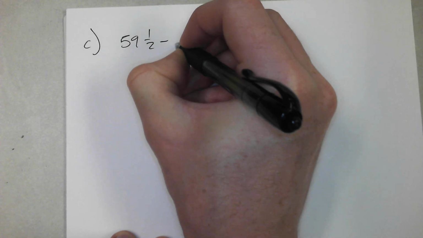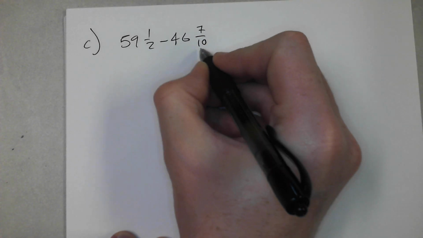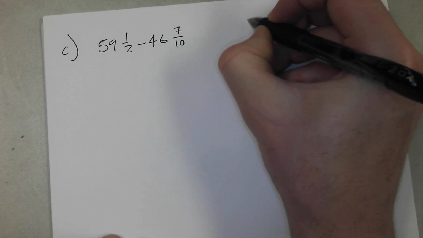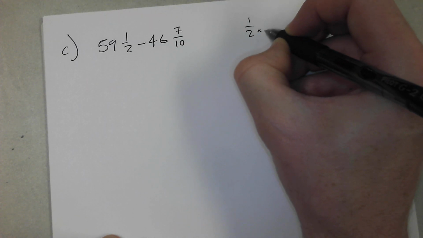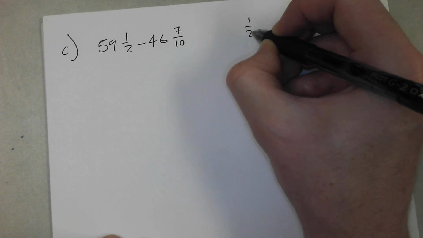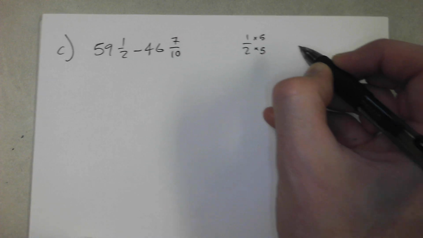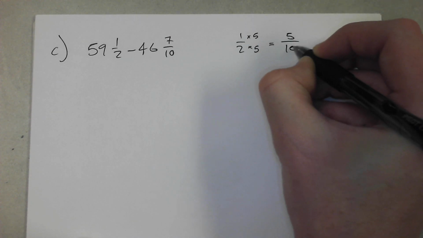59 1/2 minus 46 7/10. I'm not going to be able to multiply 10 to get 2, but I can multiply 2 up to get 10. Let's say 1/2 times what? Times 3? No, times 4. 1/2, 2 times 5. Oh, that's going to get me 10. Whatever I do to the denominator, I must do to the numerator. So that means that 1/2 is equivalent to 5/10.